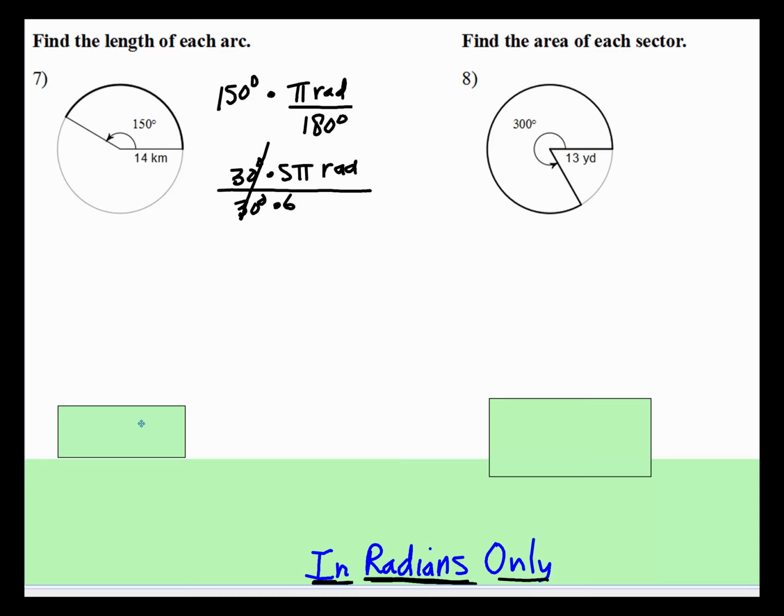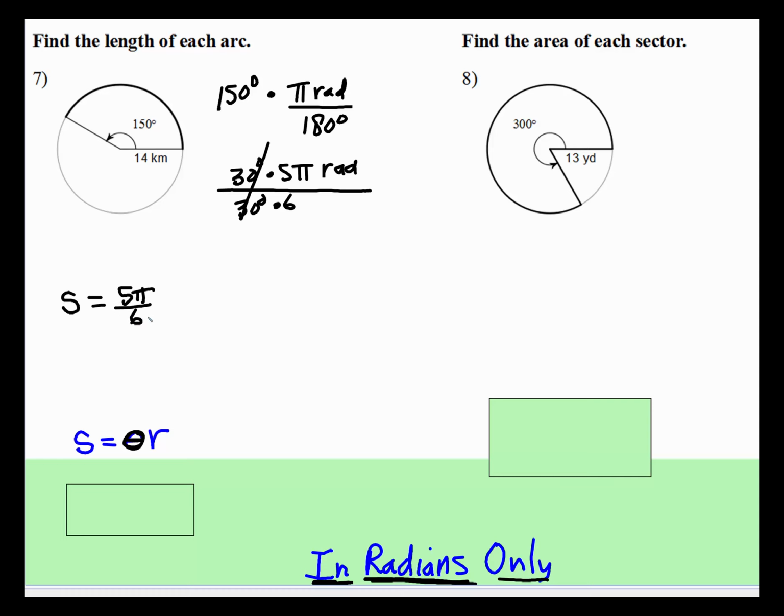So now, to find the length of each arc, lowercase s is arc length, and then you just have the angle measure, that's the theta. Theta right there usually is depicted as the name of an angle. So we're going to put 5 pi over 6 radians times the radius. R stands for radius. In this case, it is 14 kilometers, and then you multiply that straight across.